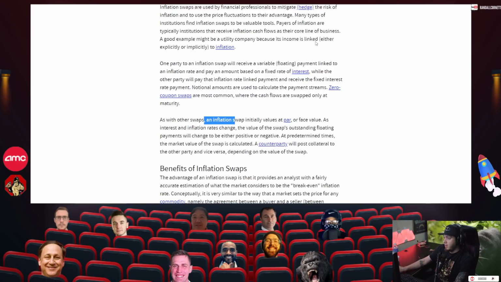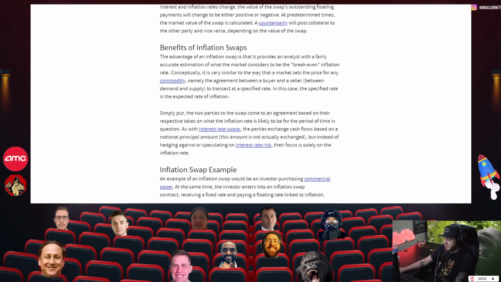So what are the benefits of inflation swaps? The advantage of an inflation swap is that it provides an analyst with a fairly accurate estimation of what the market considers to be the break-even inflation rate. Conceptually, it is very similar to the way the market sets the price for any commodity, namely the agreement between a buyer and a seller, between demand and supply, to transact at a specified rate. In this case, the specified rate is the expected rate of inflation.